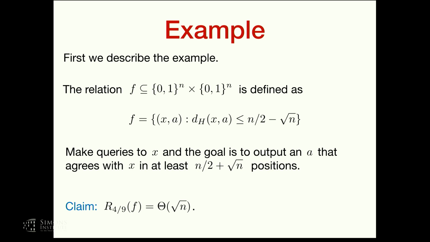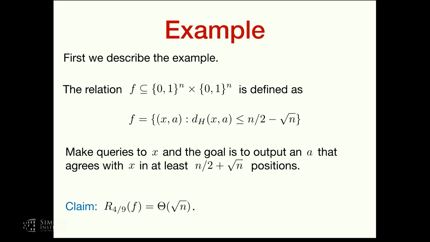Okay, so the randomized query complexity of this relation is like root n. For the upper bound, you can just query the first 100 times root n bits of x, and then randomly complete that. Just randomly choose 0, 1 to complete that to an n-bit string A, and with decent probability you'll be correct.